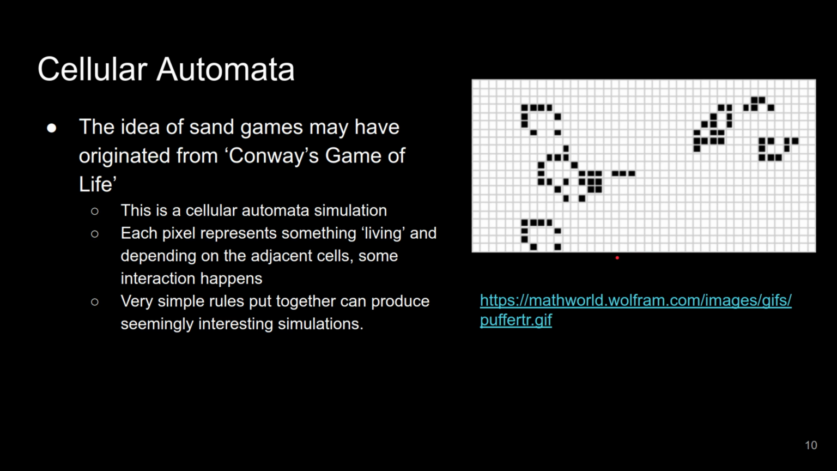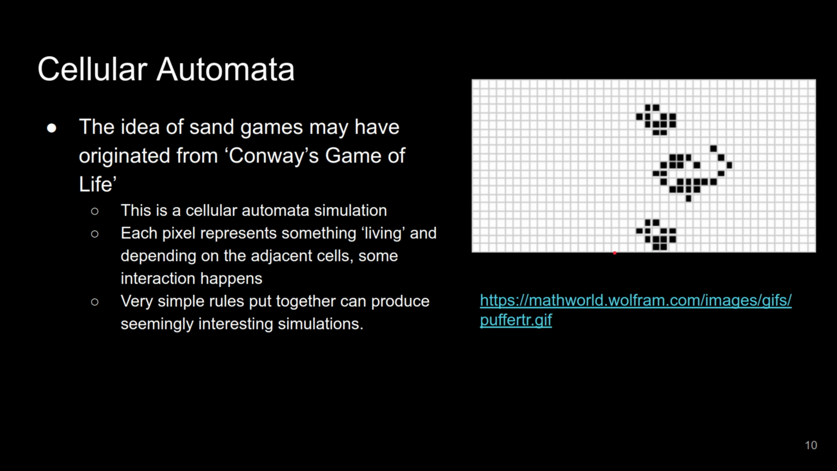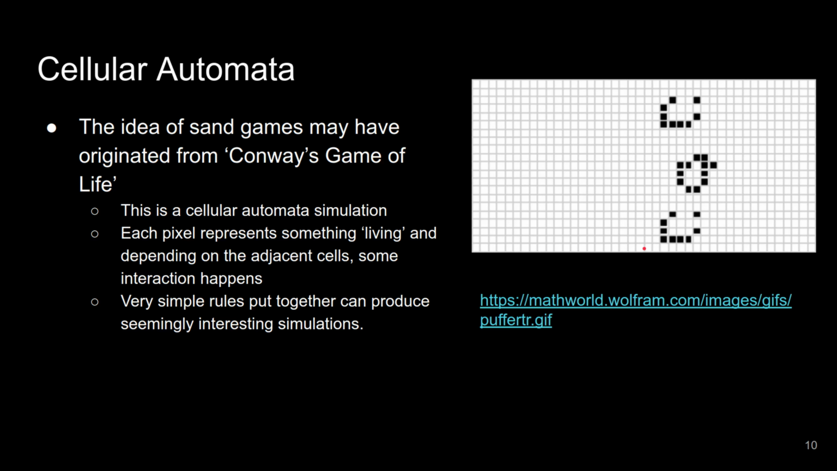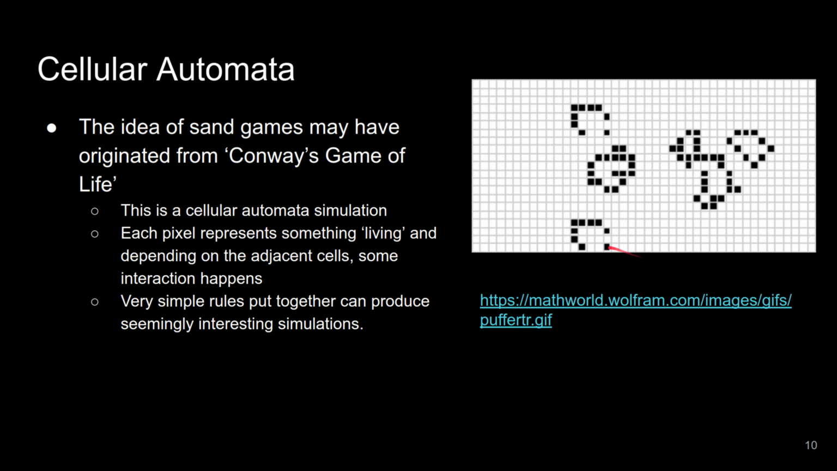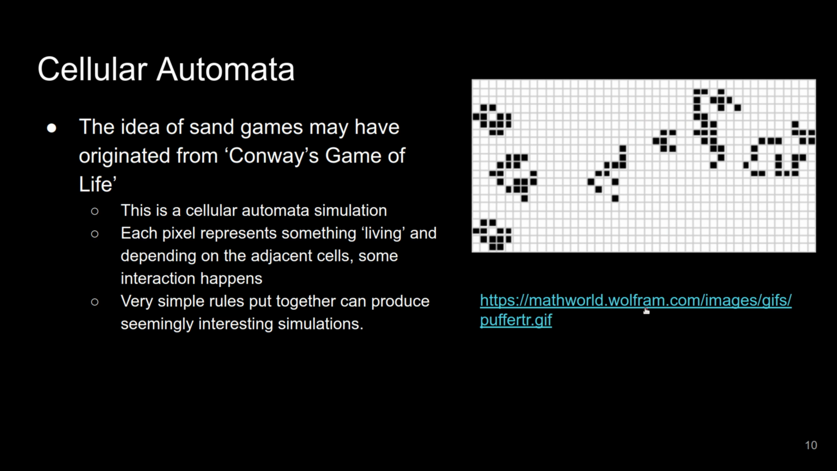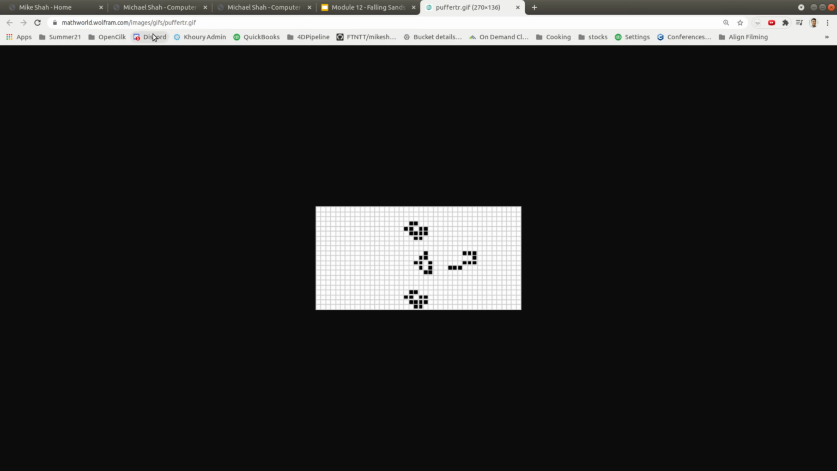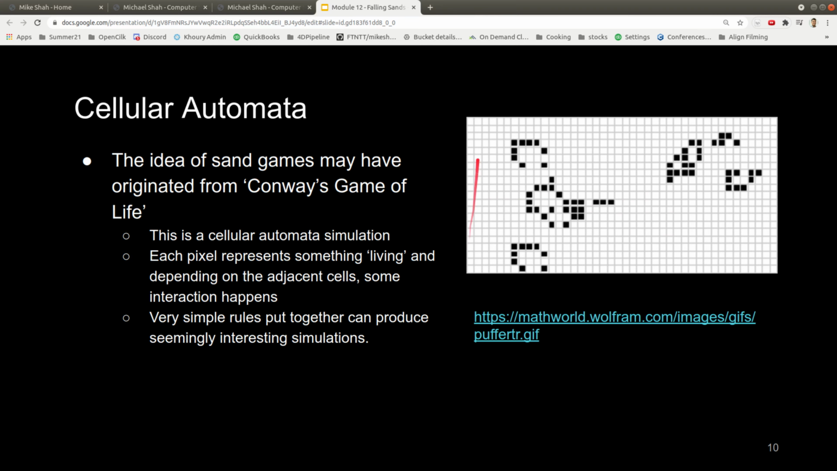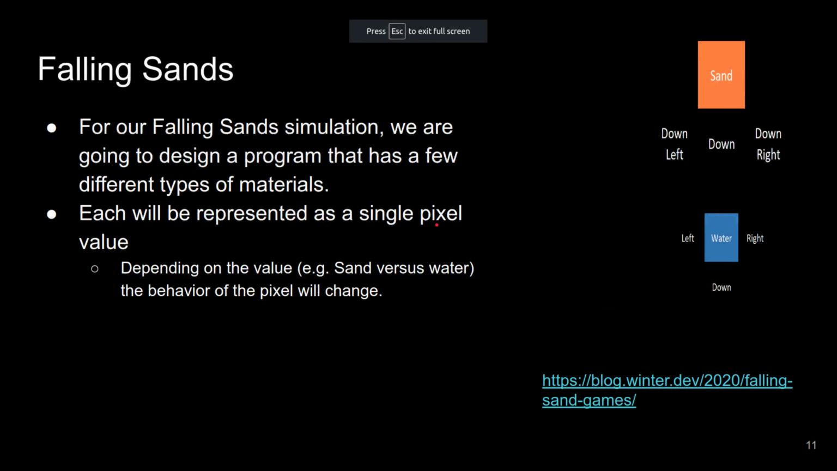So scientists even will use these sort of simulations to model stuff like population studies and sort of visualize how things work. So this is pretty cool. You can check out where some of this stuff comes from. This is from Wolfram here, but if you search cellular automata, you'll find some interesting results. So this is sort of the foundation of our sand games. Okay. So the way these games work is by following relatively simple rules.